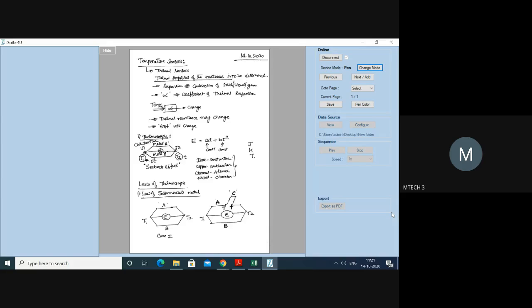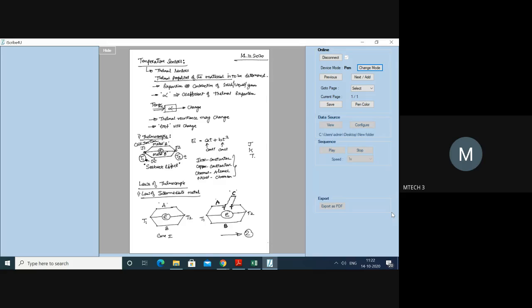I'll repeat again. The law of intermediate metal states that the addition of a third metal into the thermocouple circuit will not have any impact on the EMF, provided that the third metal that you add is maintained at the same temperature. That's why I have written T and T here. If you change this to T3 and T4, then there will be a change in the thermocouple. Means to say, you still have the possibility of adding one more metal into the thermocouple. So that is the law of intermediate metal.